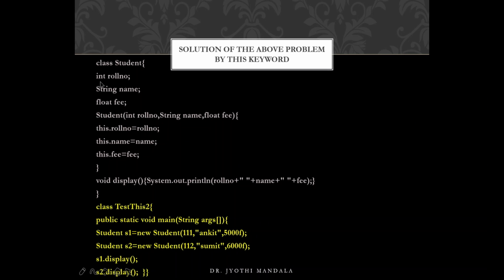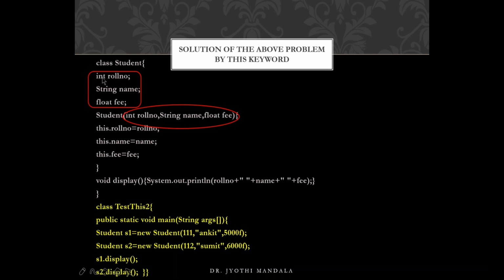Same code I have taken, but to avoid the ambiguity, observe here, I have used the same roll number, name and fee, and same roll number, name and fee, and we are providing the solution to get whatever expected output we want. To get our output, we need to remove the ambiguity by simply putting this dot roll number.